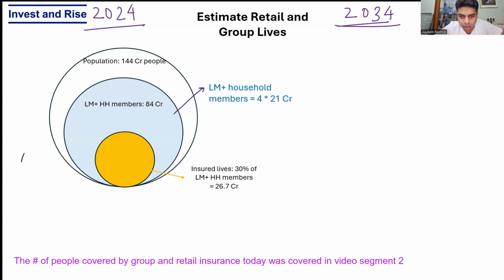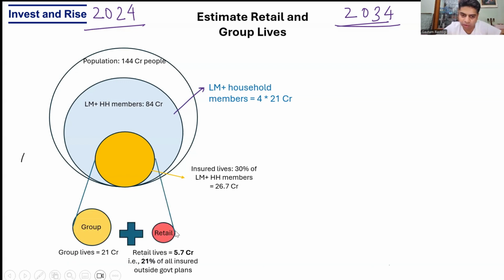So any which ways, moving forward, this 27 CR people is made up of group insurance and retail insurance. The number of people covered by retail insurance is around 21% of all the insured people outside of government plans. So this 27 CR people is basically all the insured people that are covered outside of government insurance plans. So this 5.7 CR number is 21% of this number. This is what is happening right now. Be there with me.